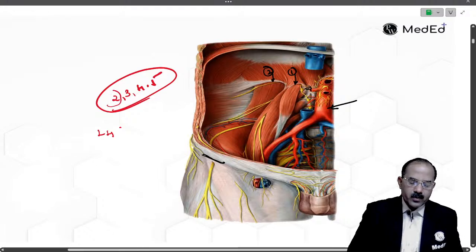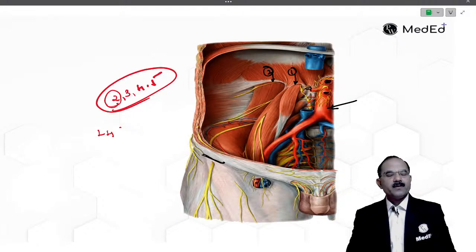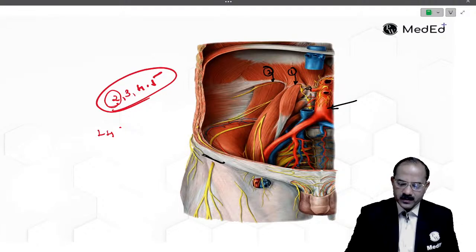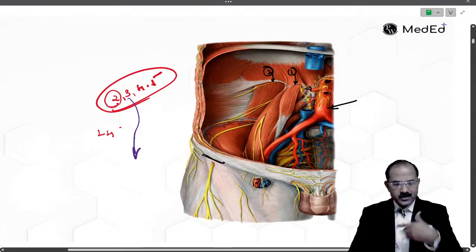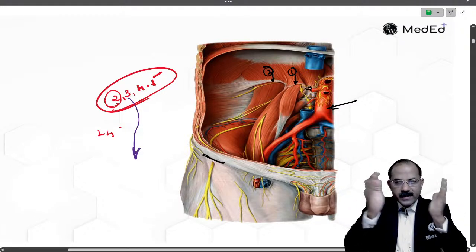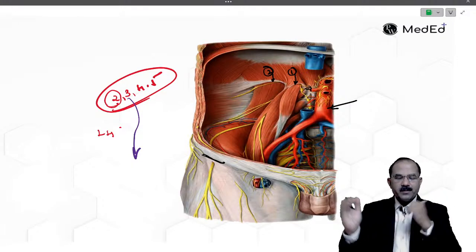So what are the two terminal branches? The common iliacs, at L4. Very good. Excellent. So what is 3? The 3 are ventral branches. The first ventral branch is the celiac trunk. The second is the superior mesenteric artery. The third is the inferior mesenteric artery.